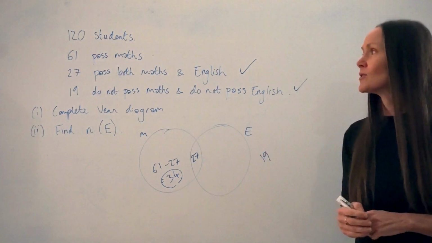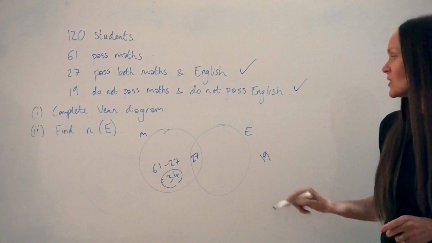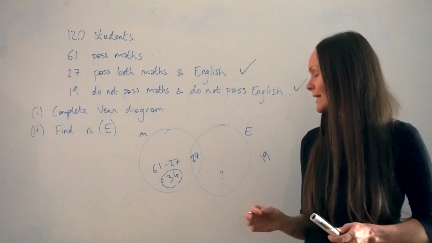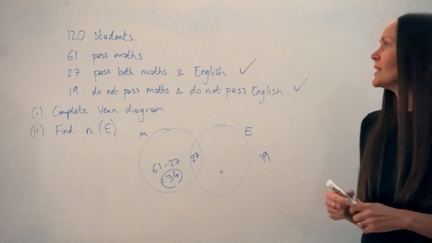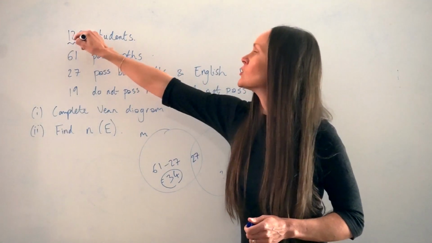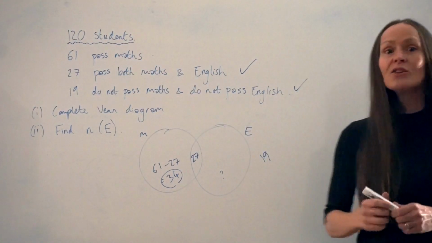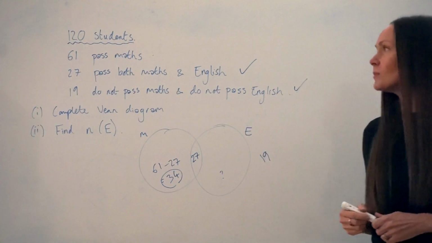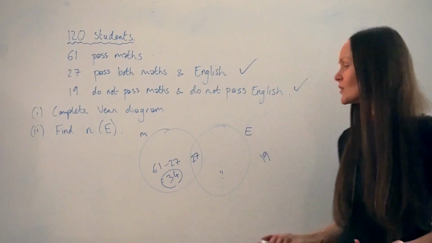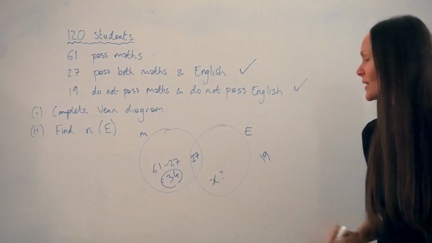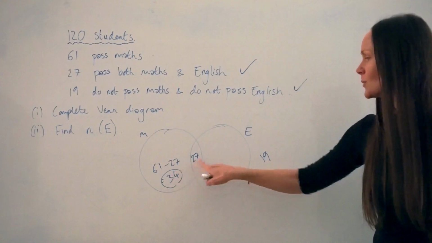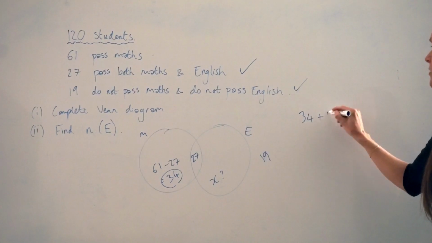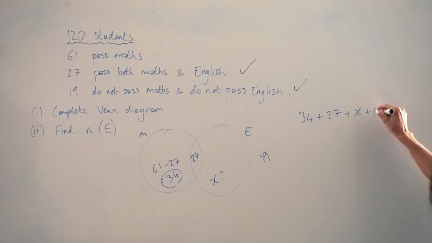You have to work that out yourself, okay? So we've nearly finished. We have to also work out the number of students that pass only English. Okay, so we've run out of information here, but we do know the total number of students. So when you add all of these numbers together, here, here, here, and here, they should come to a total of 120. So if we call this number here x, when you add 34, 27, x, and 19, they should come to 120. So you can form an equation to work out the value of x.